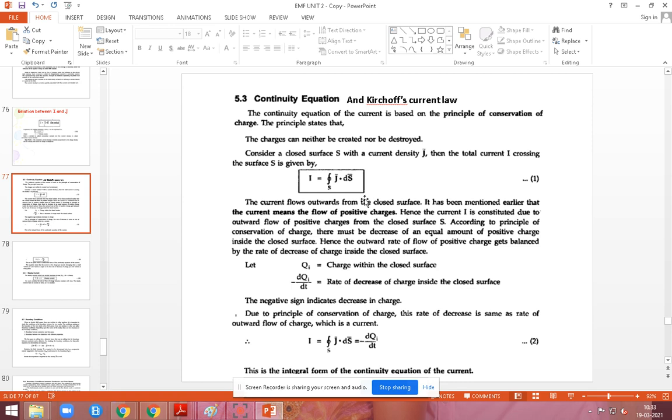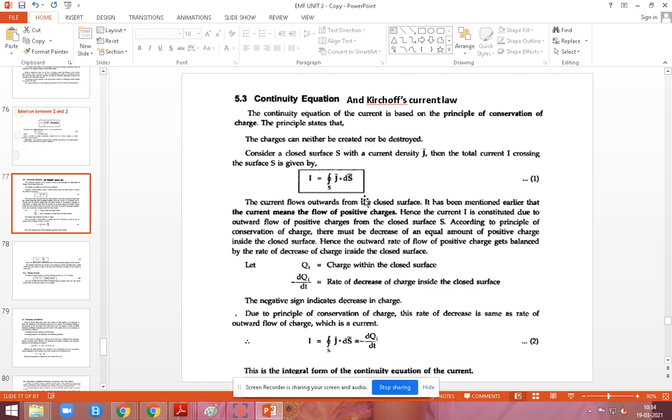That is nothing but I equal to the integral of j vector dot dx vector, which will be equal to minus dqi by dt. So the statement is written as an equation. The rate of decrease in charge is represented by minus dqi by dt. Similarly, the rate of outward flow of charge is nothing but the current equation given above, and they have equated the two. So this will be called the continuity equation for the current.